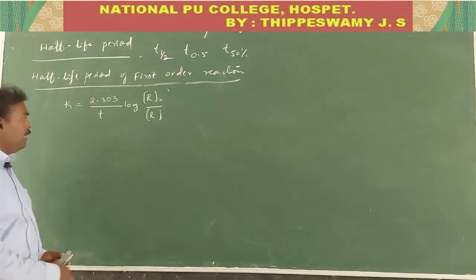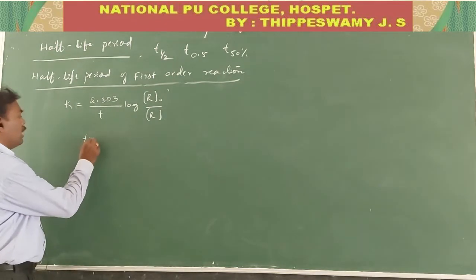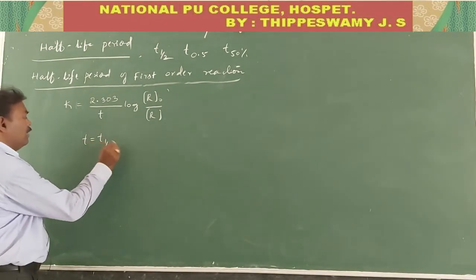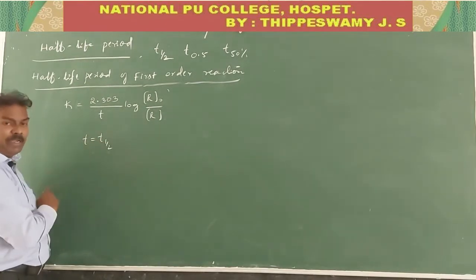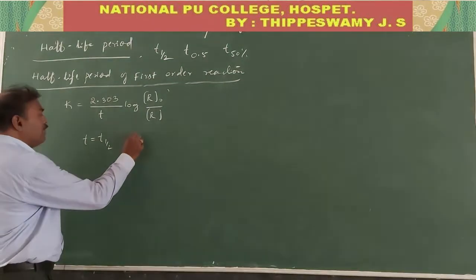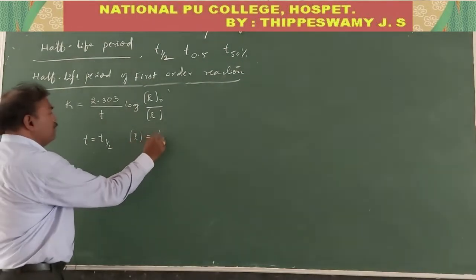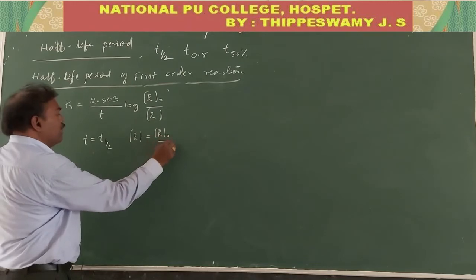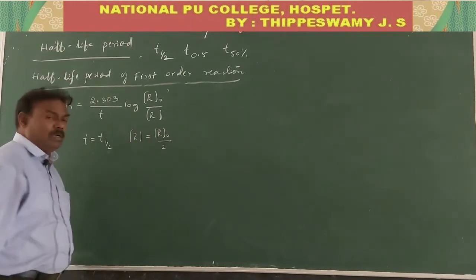Now you tell me, we can take small t is equal to t half, or t 50%, or t 0.5. And what is the value of R now? R is equal to, we now take, R naught divided by 2. The value of R is equal to R naught divided by 2.